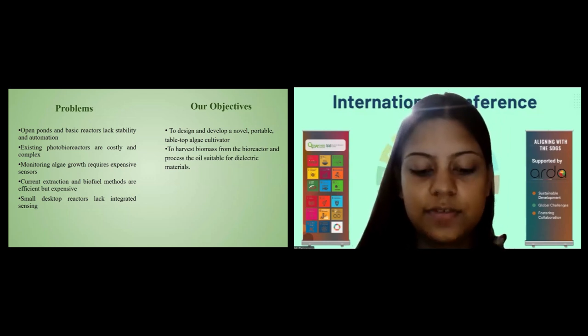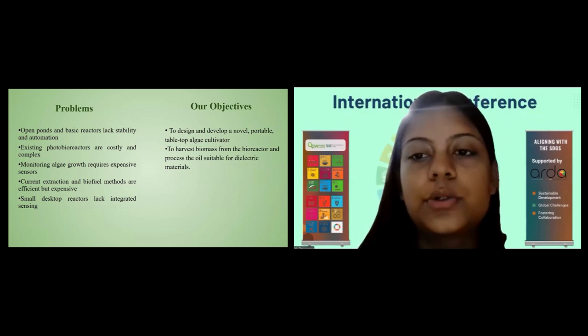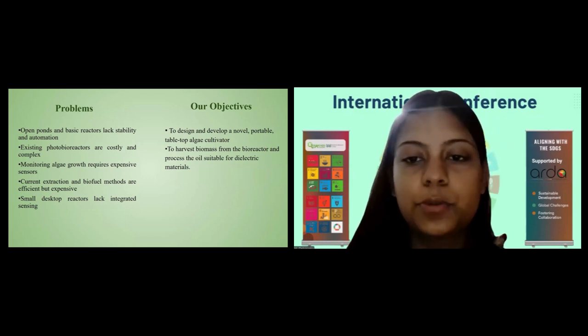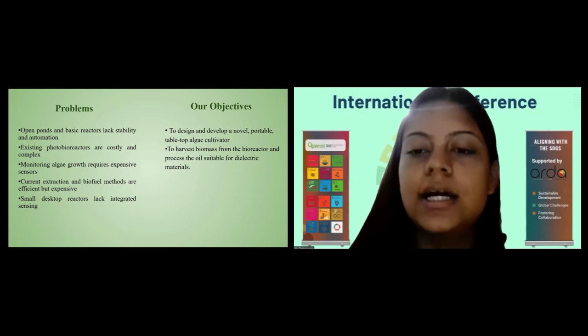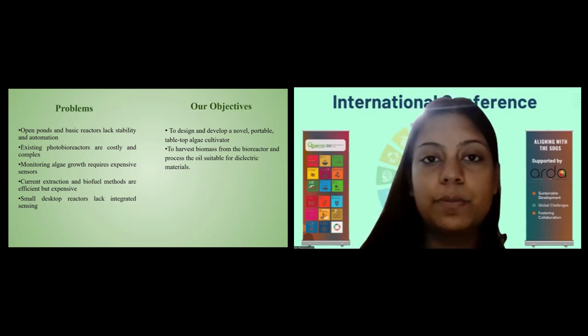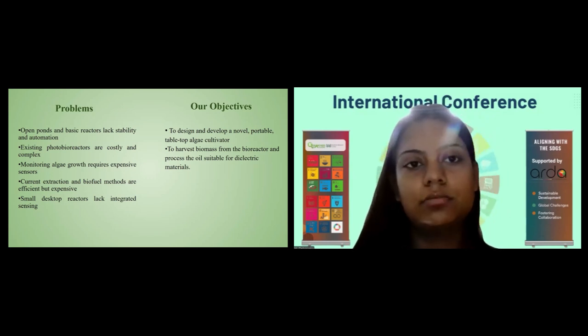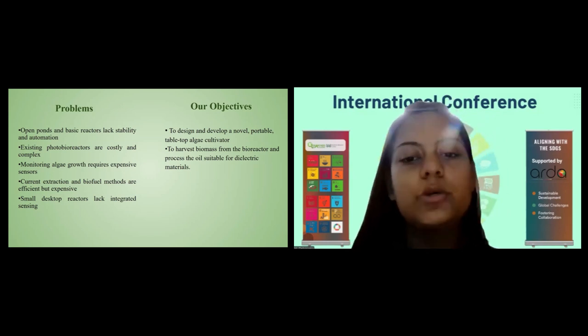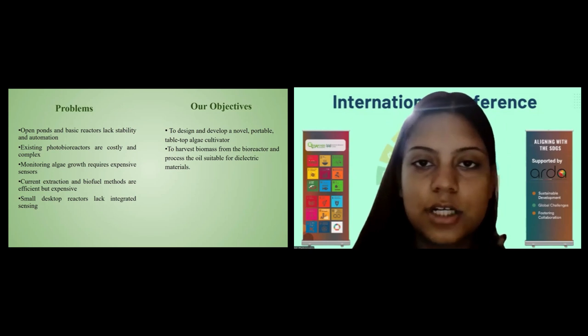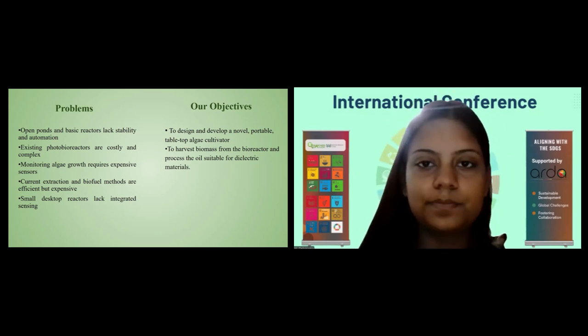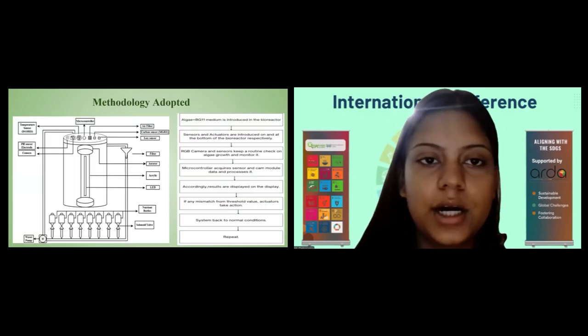So our main objectives are two: to design and develop a novel portable tabletop algae cultivator, and to harvest the biomass that will be formed from the bioreactor and process the biomass to make bio oil, which is suitable for dielectric materials and transformer insulating purposes. So how are we cultivating this bio oil?